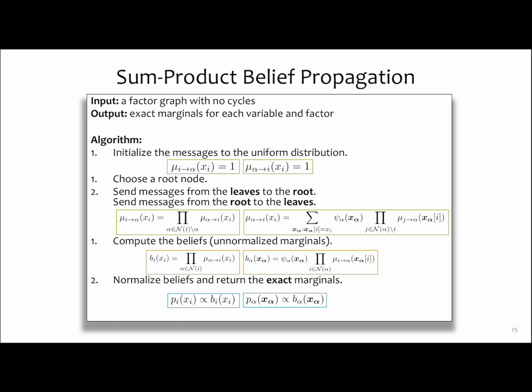Why set it to 1? You have to initialize with something. At the beginning, you don't have any belief, right? Multiplication by 1 doesn't do anything. 1 multiplied by anything is that number. So I have to have a rule that does nothing. It's a rule to do nothing.